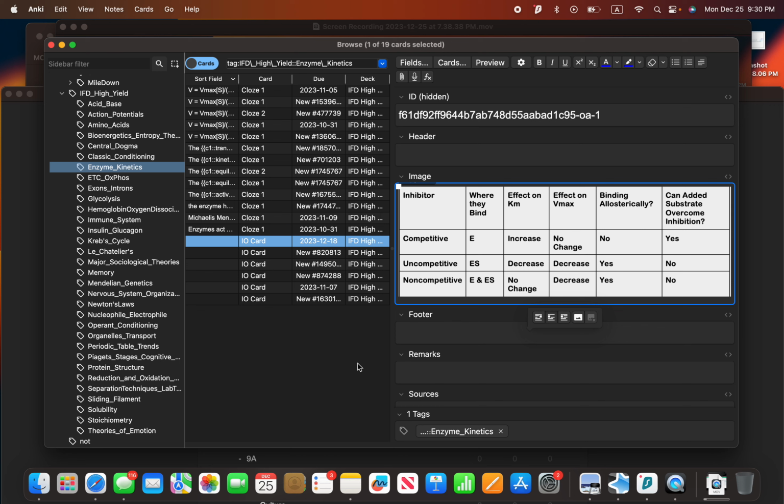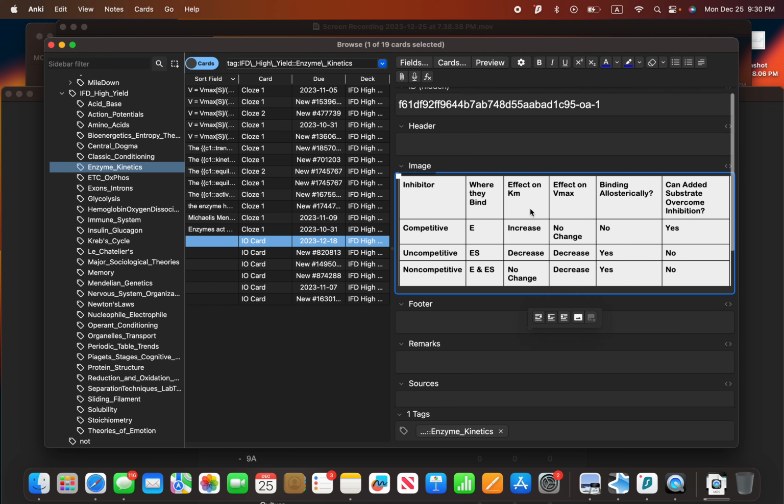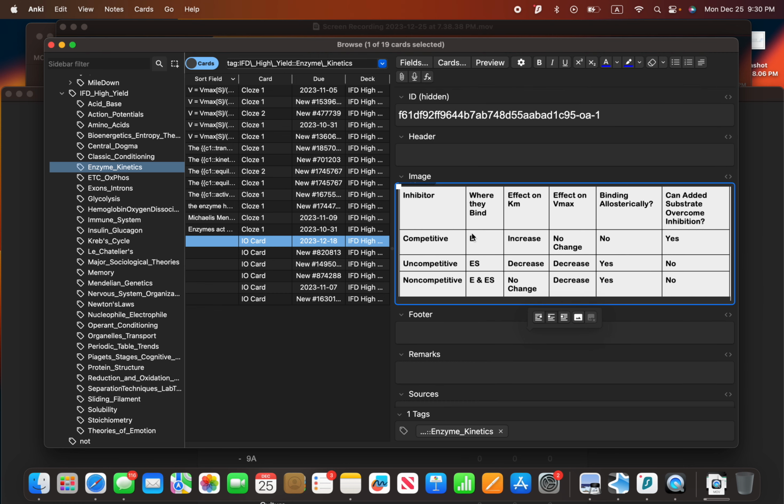So now we're back at the inhibitors. We fully try to understand the competitive and uncompetitive inhibitors. So now if we just ignore the bottom half of the table, we should be able to answer these, right? So where does the competitive inhibitor bind? To the active site. How about the uncompetitive inhibitor? It binds to the enzyme substrate complex.